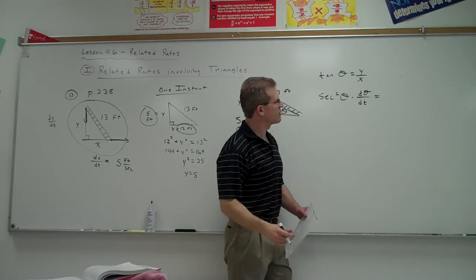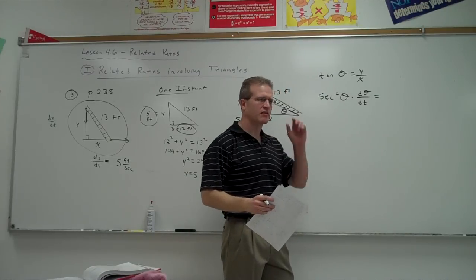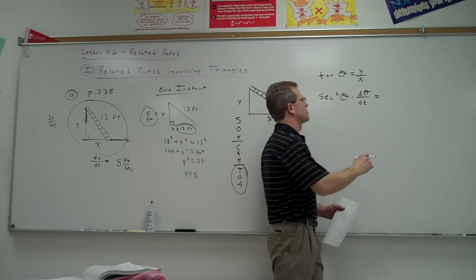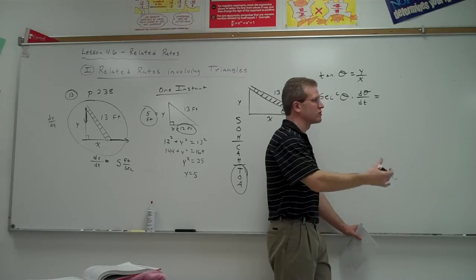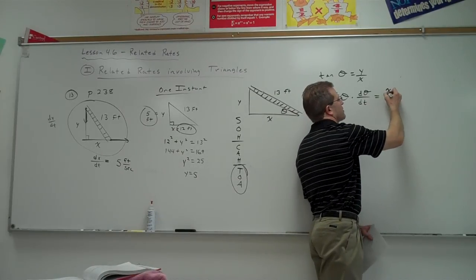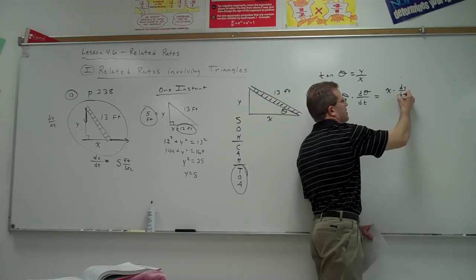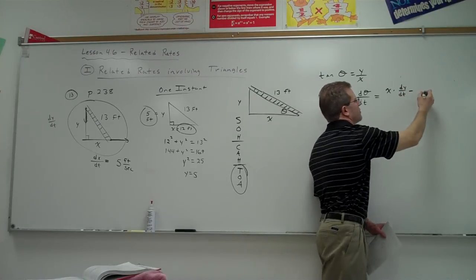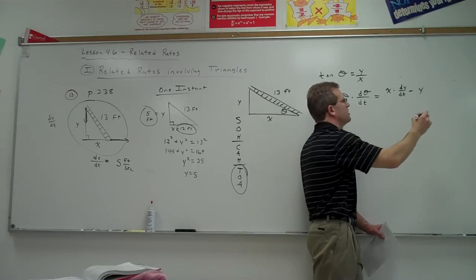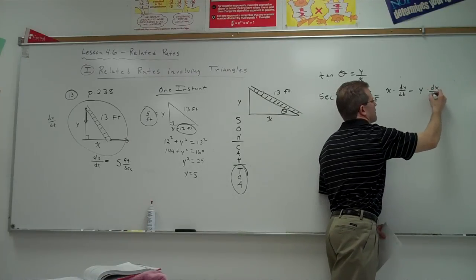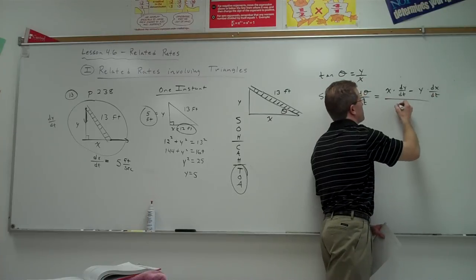Equals, on the right side we've got y over x. What rule do you think we're going to have to use there? Quotient rule. So low d high minus high d low over low squared. So low d high would be x times the derivative of the top, dy over dt. Minus high, which is y, d low would be dx over dt, over low squared, x squared.